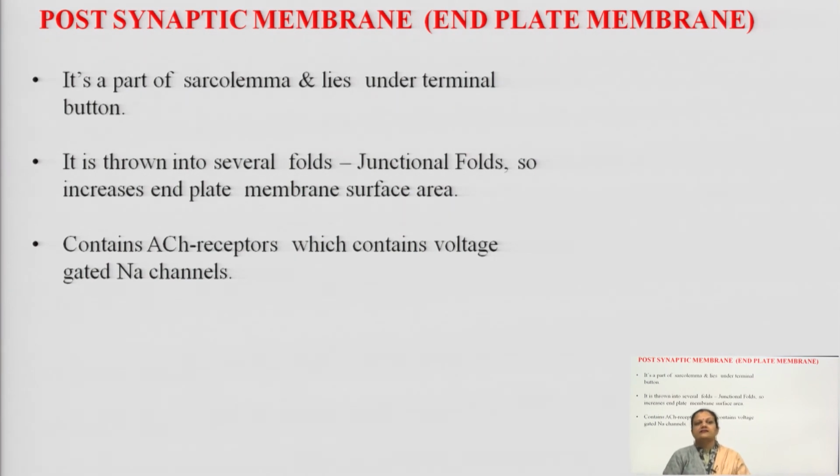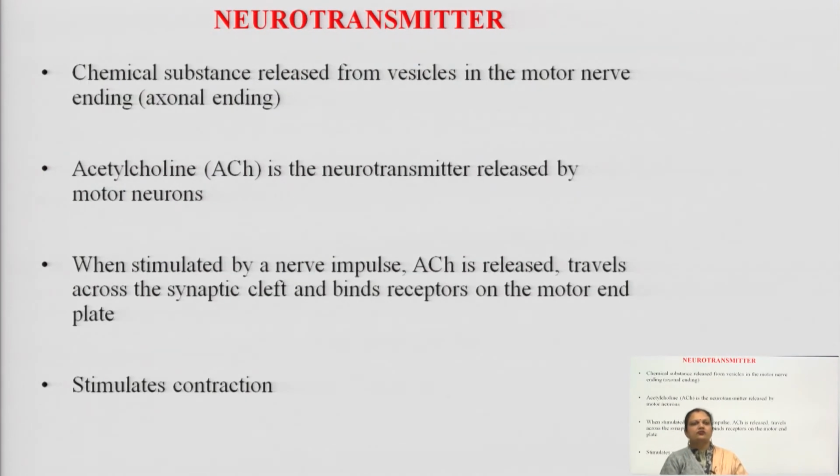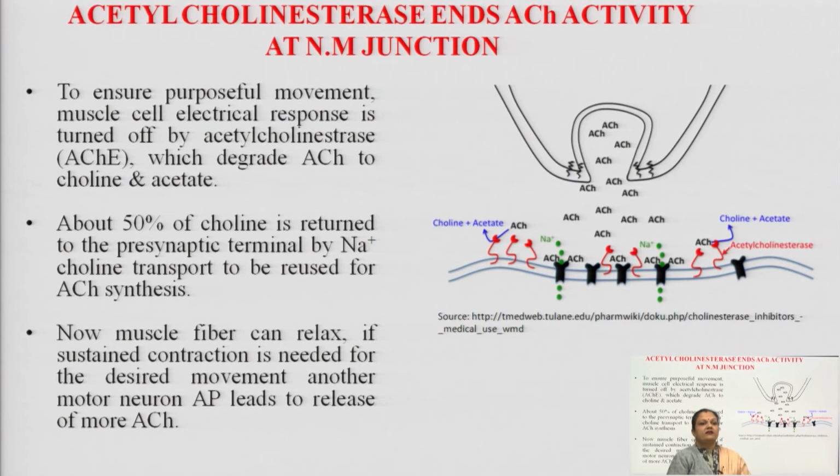And it also contains the acetylcholine receptors, which contain voltage-gated sodium channels. And this is the neurotransmitter we already talked about, acetylcholine. Acetylcholine is a neurotransmitter which is required for the impulse or message transfer, so that the physiological change in the skeletal muscles continues, or the muscles will contract. Now, this is the acetylcholine release at the neuromuscular junction.